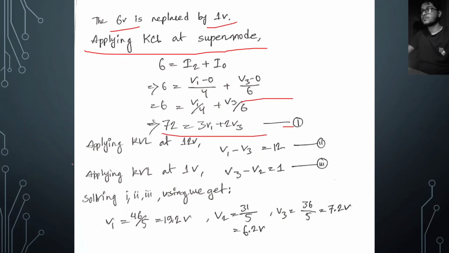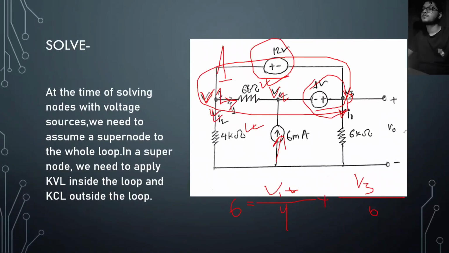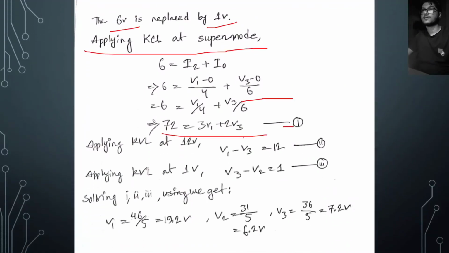Applying KVL at 12 and 1 volt separately, because we have got 12 and 1 volt, we will apply KVL inside the loops. Applying KVL for voltage 12 and 1, we will get these two equations. After solving these equations, we can get V1, V2 and V3.